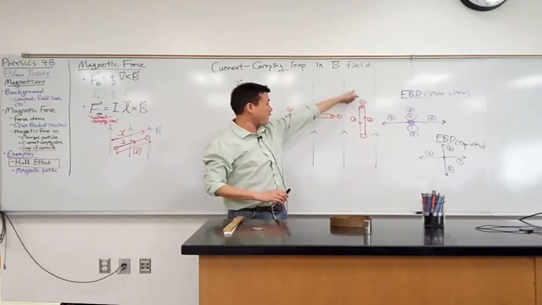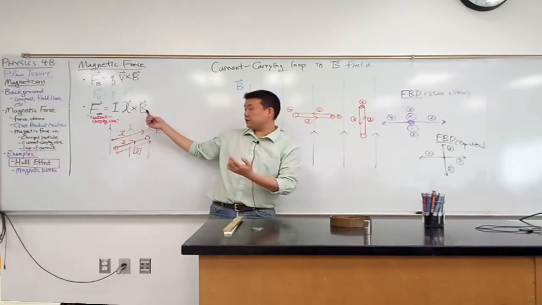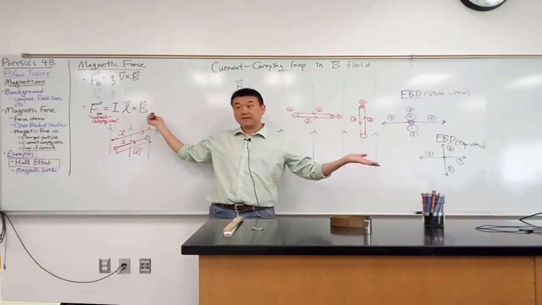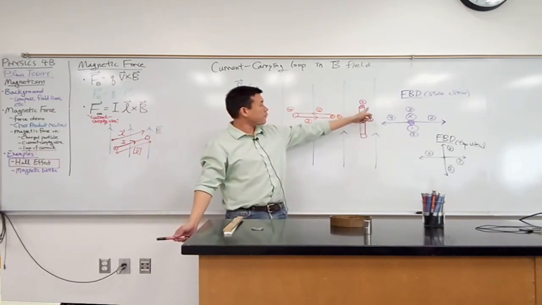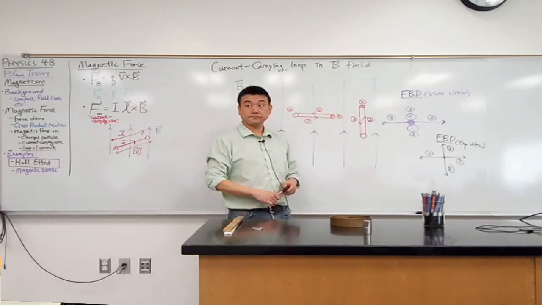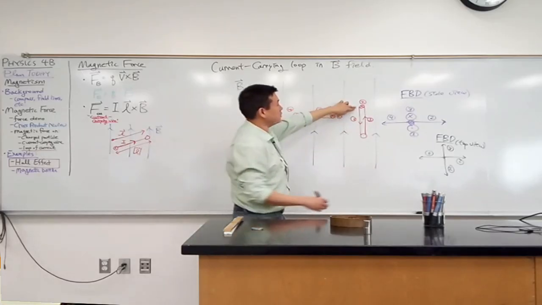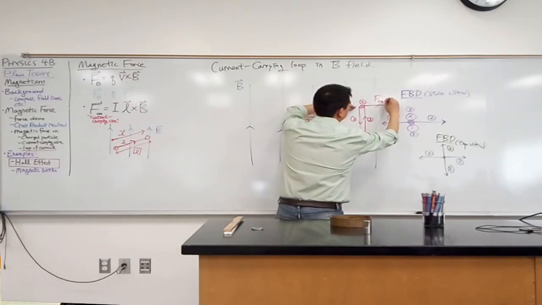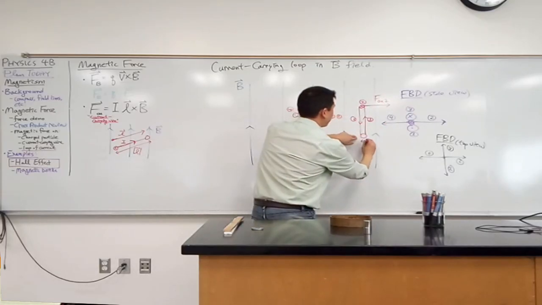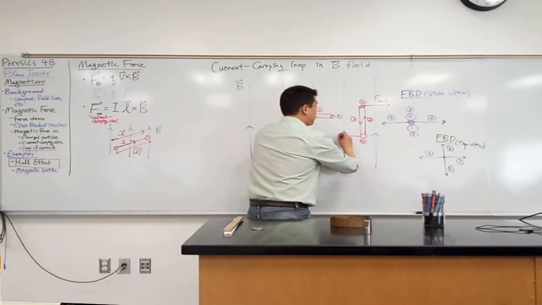So force on segment 1. Any force on segment 1? No, because L is parallel to B, so 0 force, since sine theta is 0. And the same thing for 3. So 1 and 3 are 0. What is the force on segment 2? Yeah, still the same as what you had before. Let me draw it here, actually. So force on segment 2 points to the right. This is force on 2. What about force on segment 4? Left, the same as before.